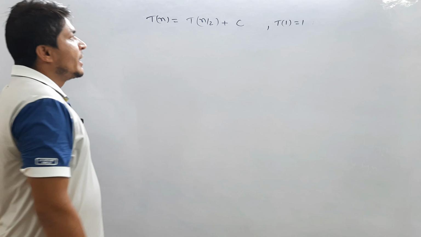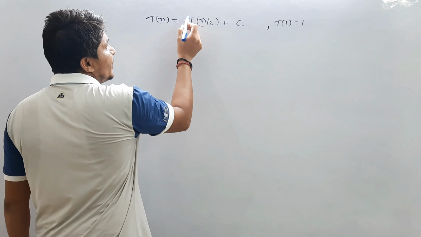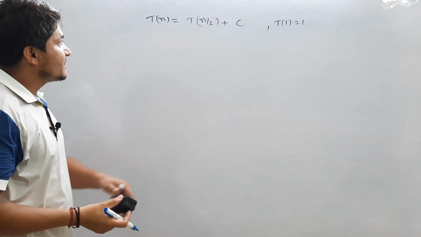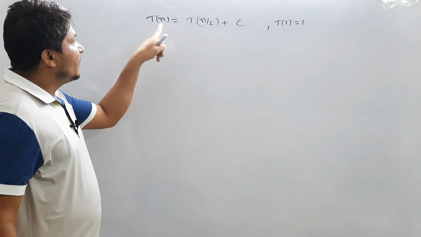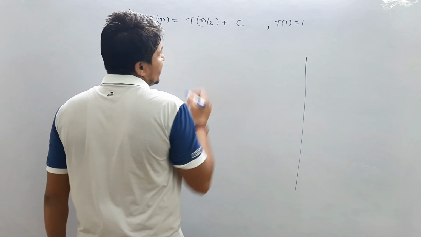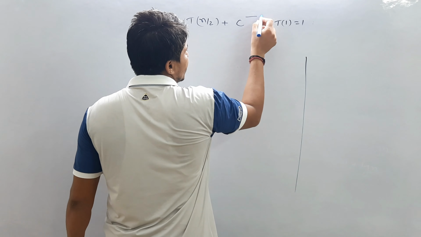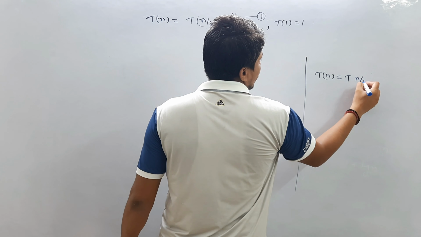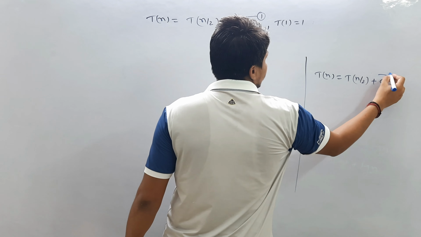So what we can do is, we have to eliminate this function calling in order to get the value of T(n). So we have to follow the same approach. First, let us assume this is equation number 1. Let me write this equation: T(n) = T(n/2) + C. So this is my equation number 1.